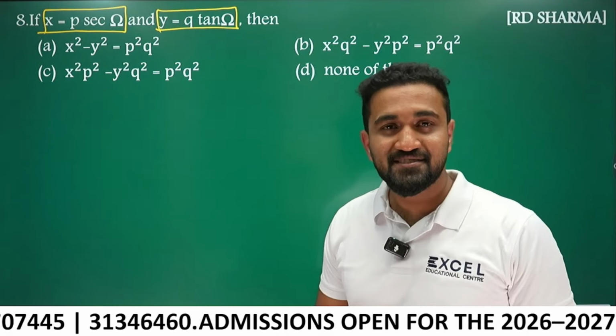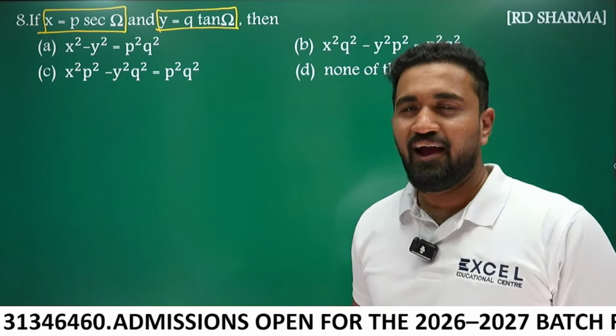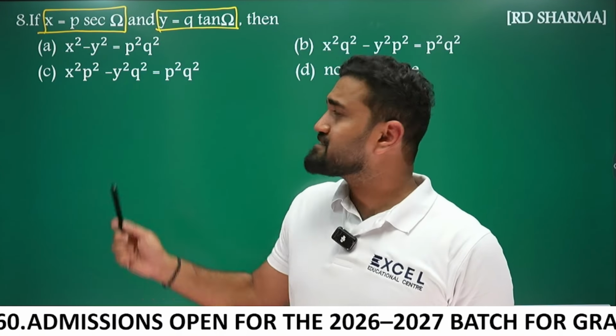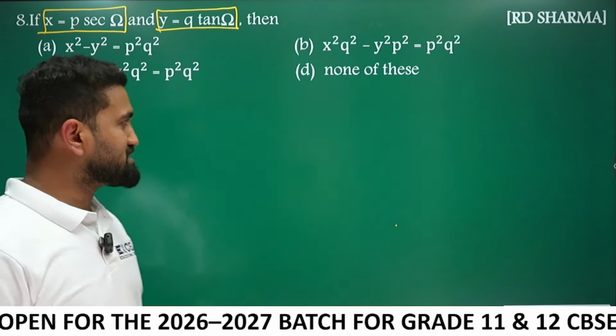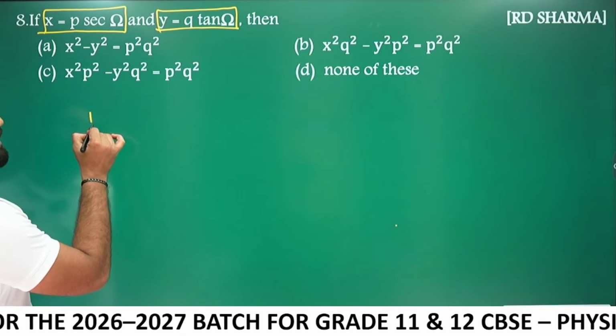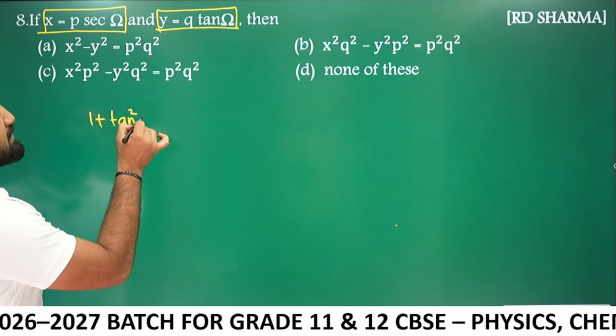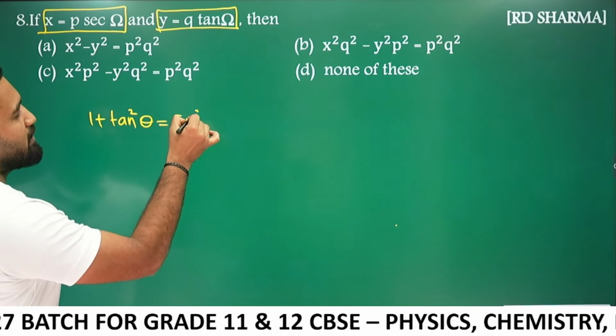So guys, I'm asking you a basic logic. Which is the formula that involves sec and tan? We learned an identity. What is that? Come on. We learned the identity that 1 plus tan square theta is equal to sec square theta.